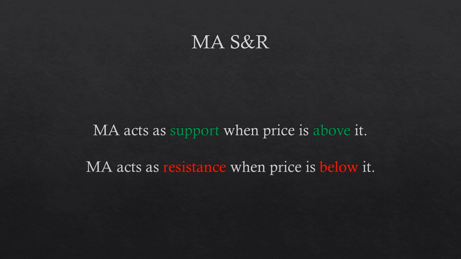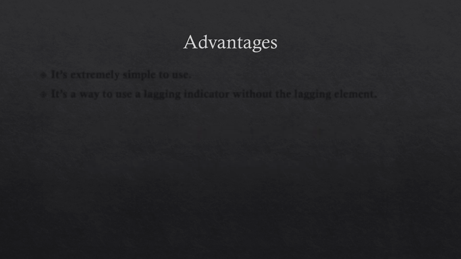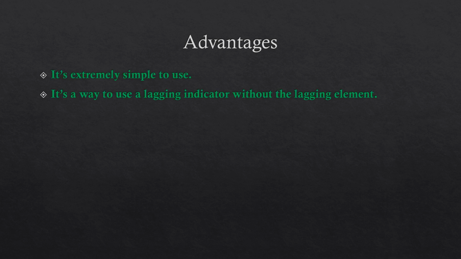The next technique we're going to talk about is slightly better than the ones we have been analyzing so far, and it's about using moving averages as dynamic support and resistance lines. MAs will act as support when price is above them, and as resistance when price is below them. The advantage of this technique is that it's simple to use, and unlike the other techniques, it has no lag. In other words, it's a way to use a lagging indicator without the lagging element.